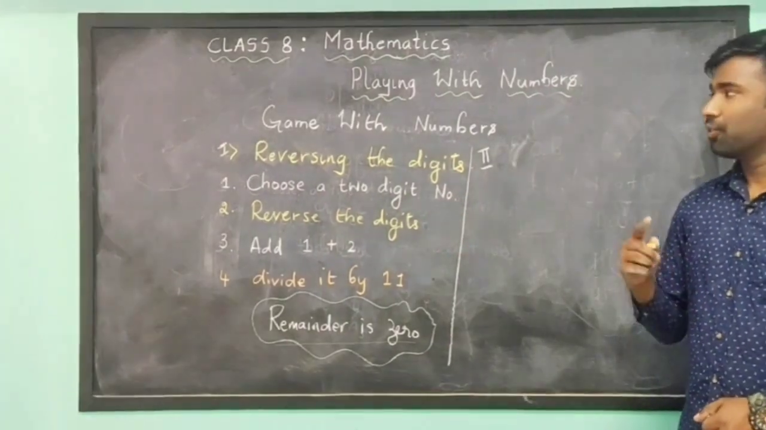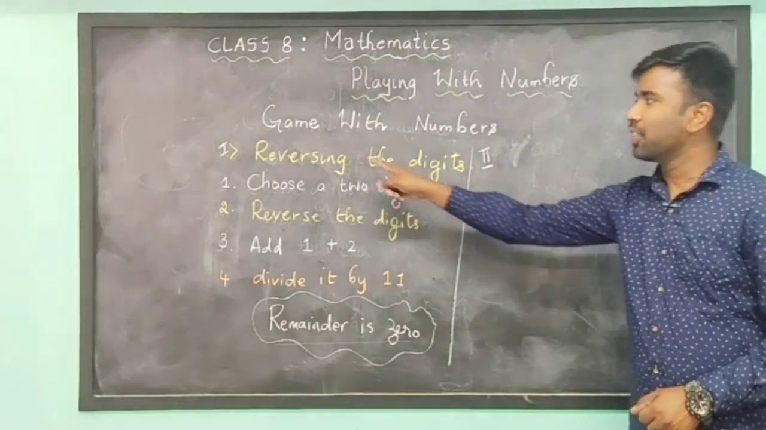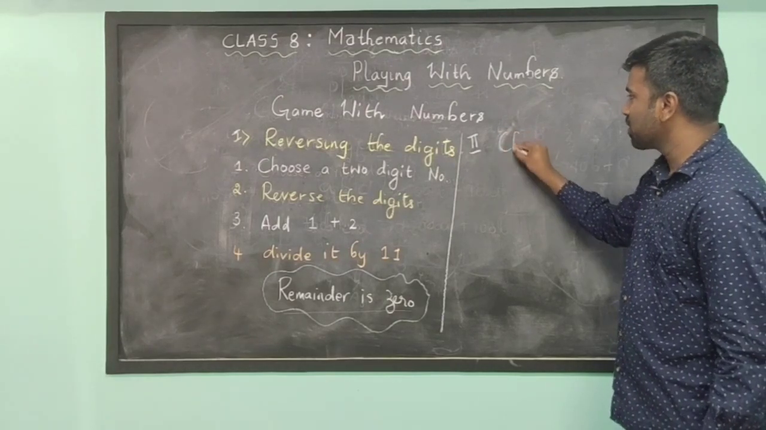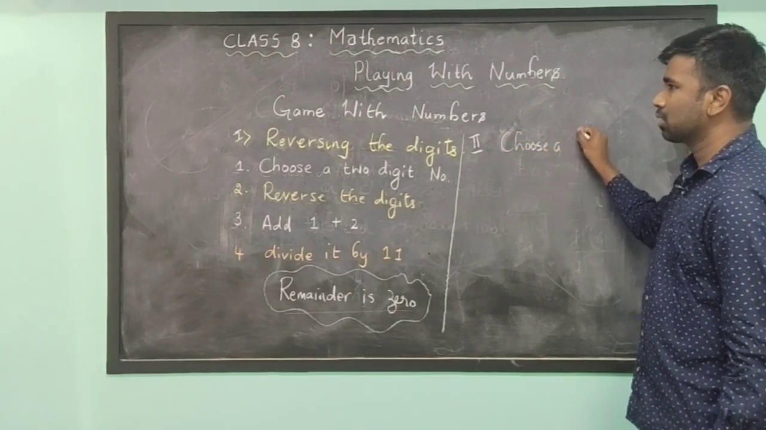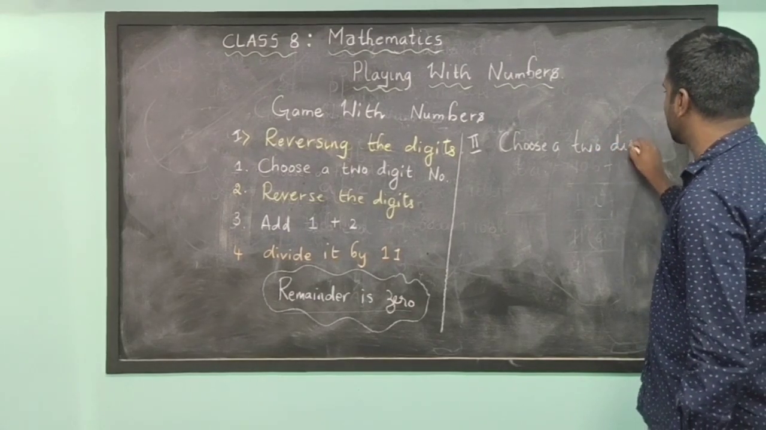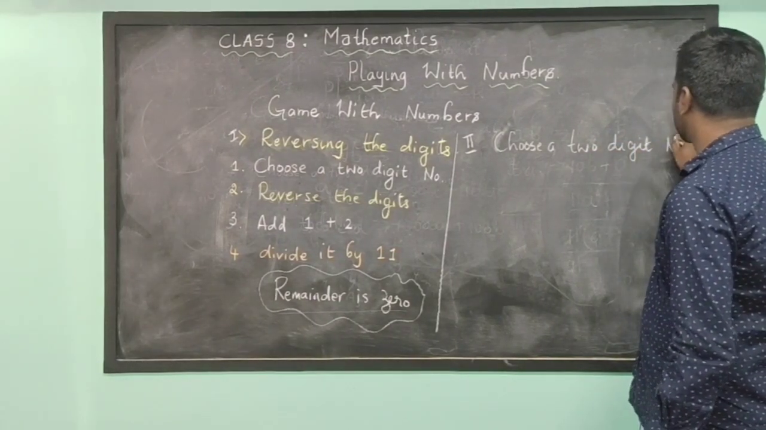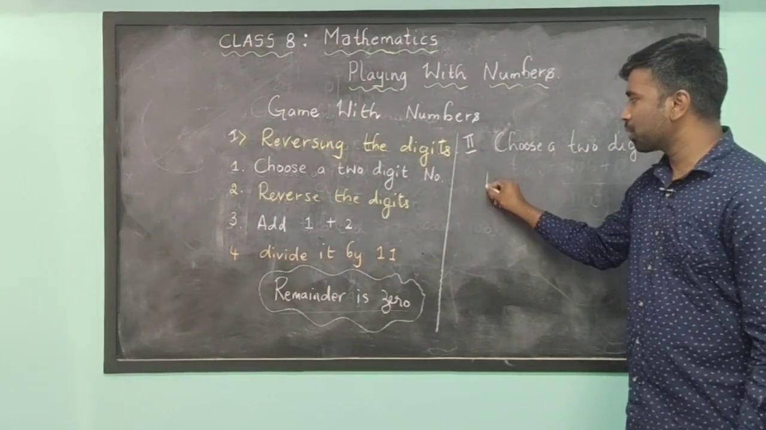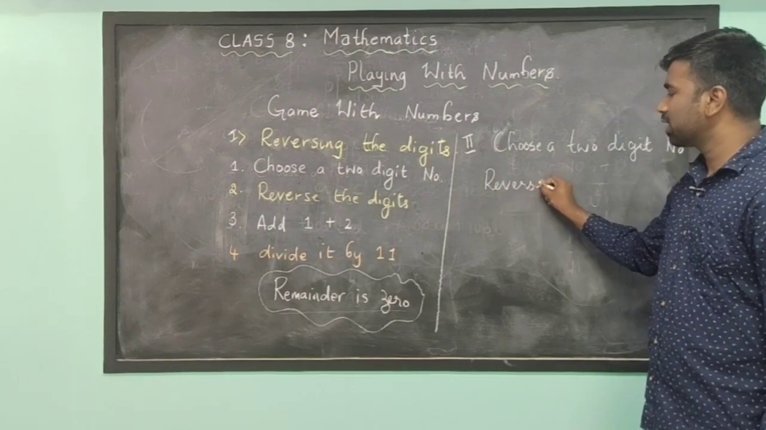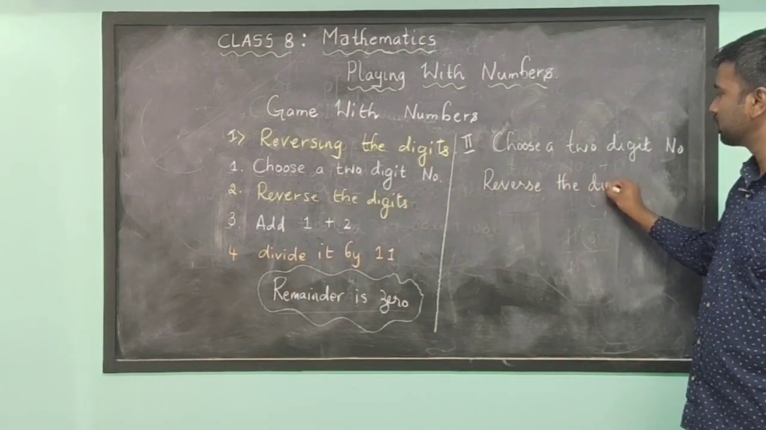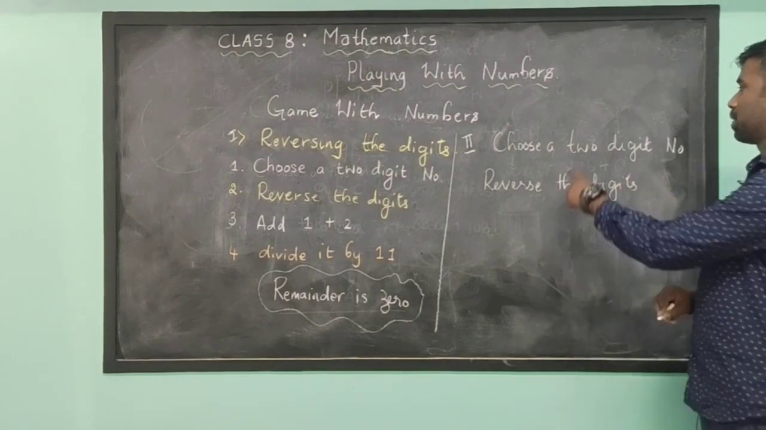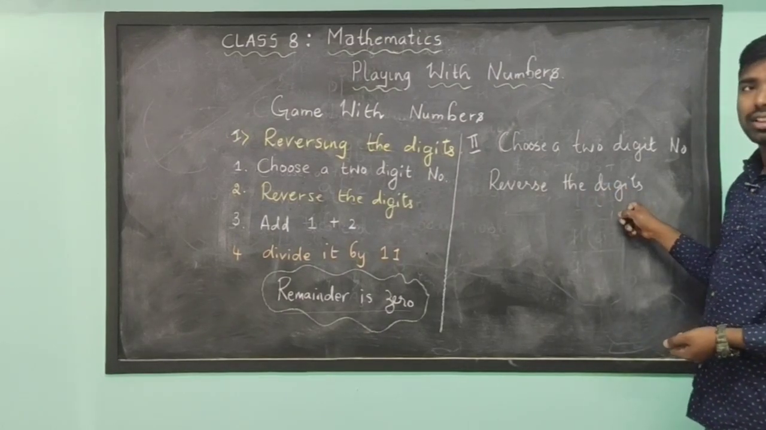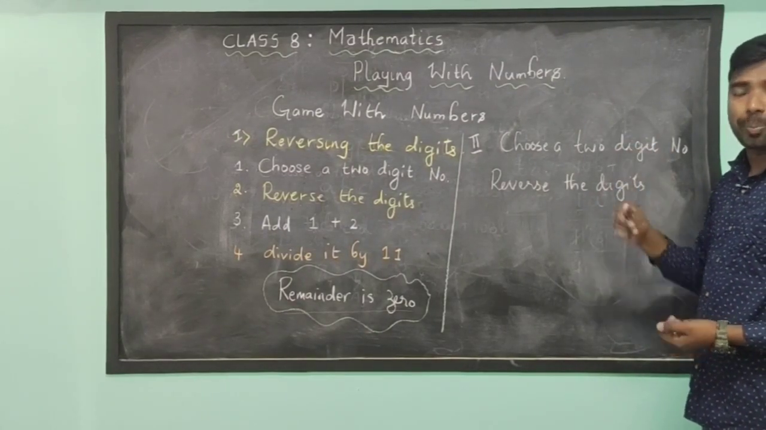Students, we learn one more trick with reversing the two-digit number, that is, again choose a two-digit number. Now what is the first step? Choose a two-digit number. Then what you should do? You should reverse the digits. Now subtract the smaller number from the bigger number.